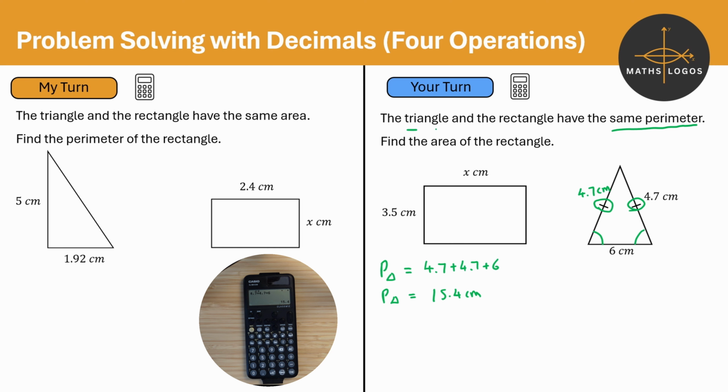And the triangle and the rectangle have the same perimeter. In other words, if I added up all the sides of the rectangle, the answer to that is the same as the answer to the triangle's perimeter. Of course, this side of the rectangle would be x centimeters, and this side would be 3.5 centimeters. Let's go ahead and look at the perimeter of the rectangle. So to do that, I'd have to do x add x, which I could write as 2x, but I'll just write it like this, x add x for now, and then 3.5 add 3.5.